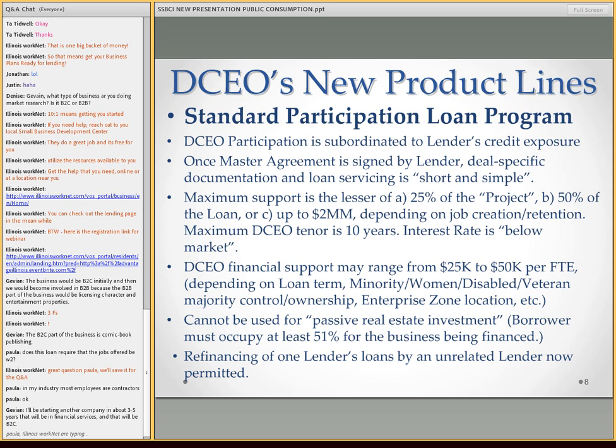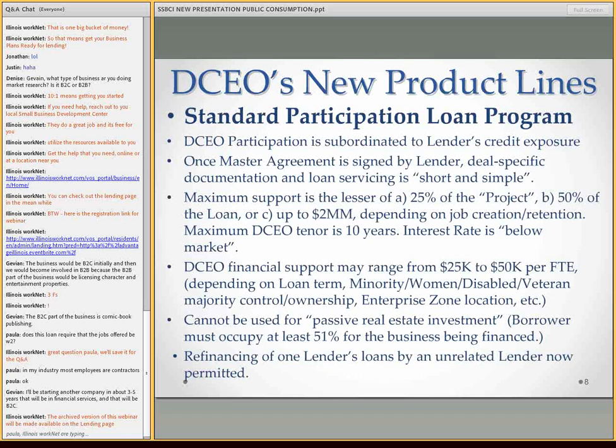Let's see now. Where was I? When we talk about the interest rate being below market, we're talking about being approximately 2.5% below what the bank is charging. So if the bank is charging 6%, we're going to be somewhere between 3.5% and 4% on our portion.